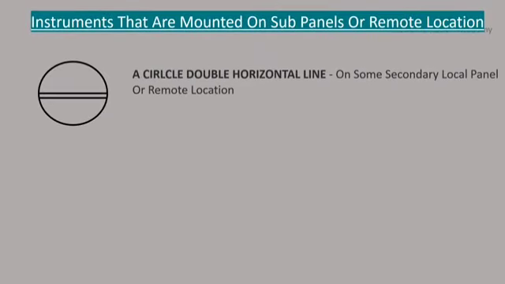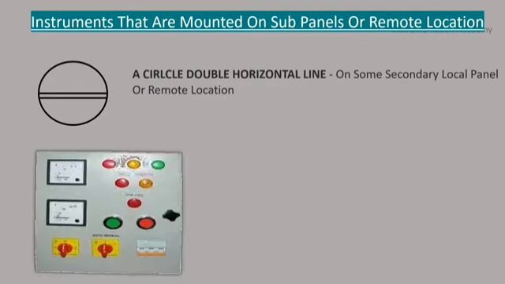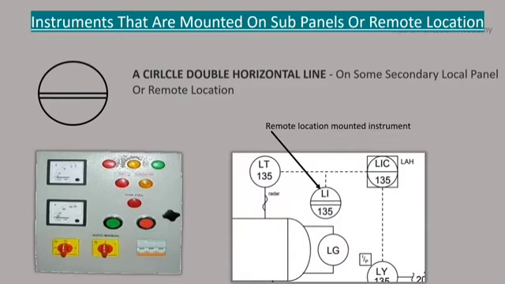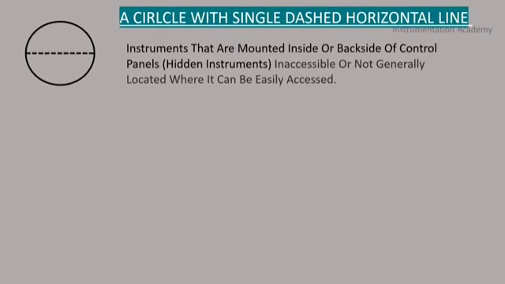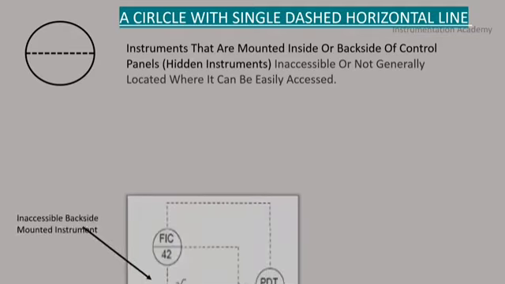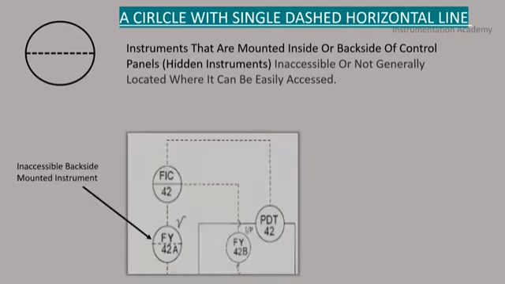Circle with double horizontal line. This represents instruments that are mounted on the sub-panels or remote locations, and this is how they are represented in a P&ID. Circle with a single dashed horizontal line. This represents the instruments that are mounted inside or backside of the control panel, which are generally inaccessible.